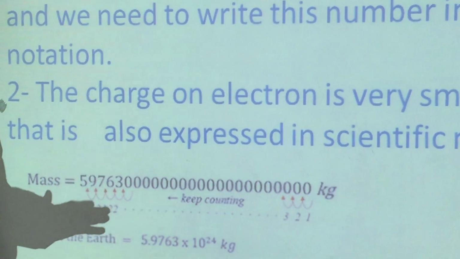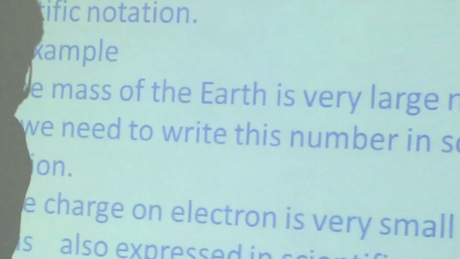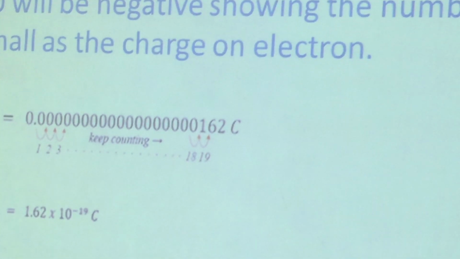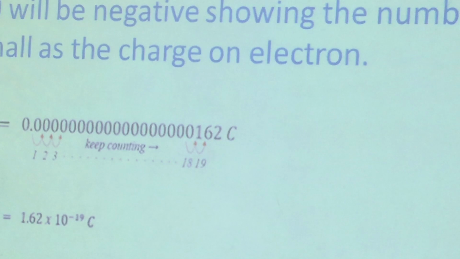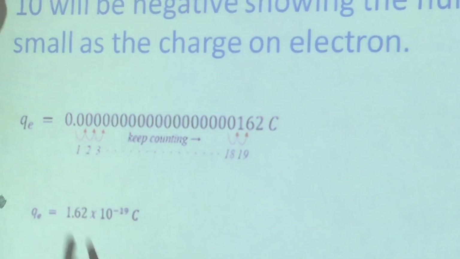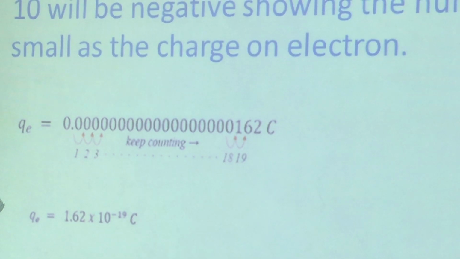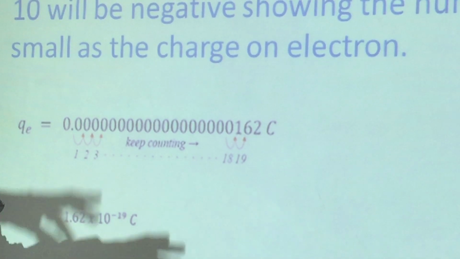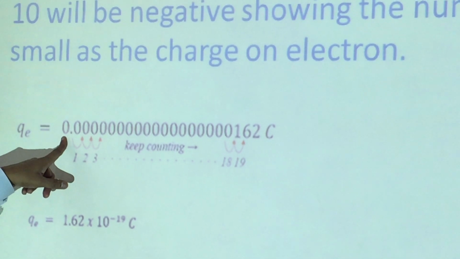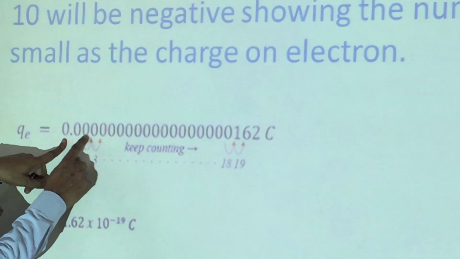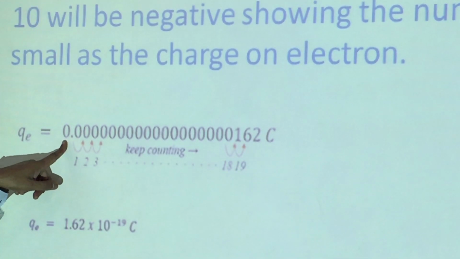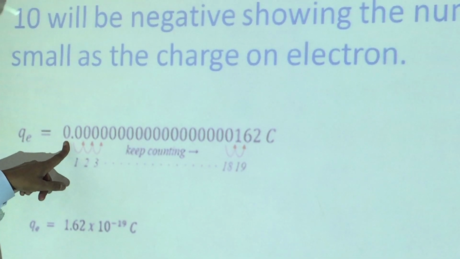Now let's see how a very small number can be represented in scientific notation. Here, the charge of the electron: q is the charge, e is the electron. The charge of the electron is very small. It is a negative charge, and the whole number part is 0, not even equal to 1. So it is very small: 0.000, so many zeros, 162 coulomb. We measure charge in coulombs.